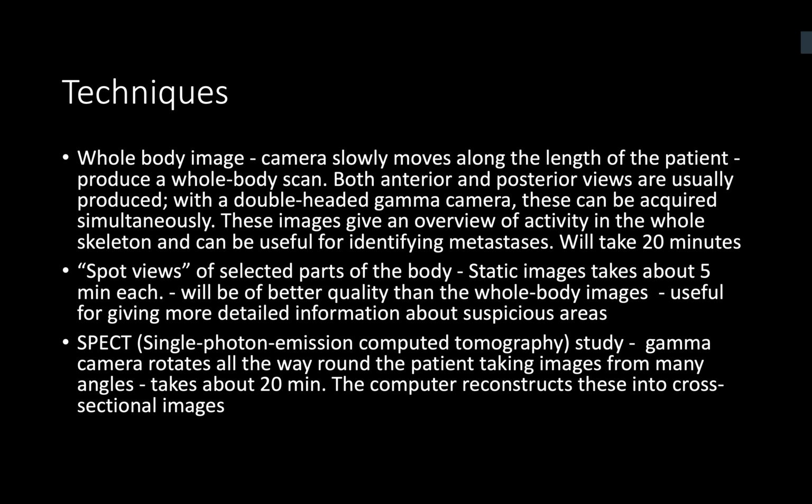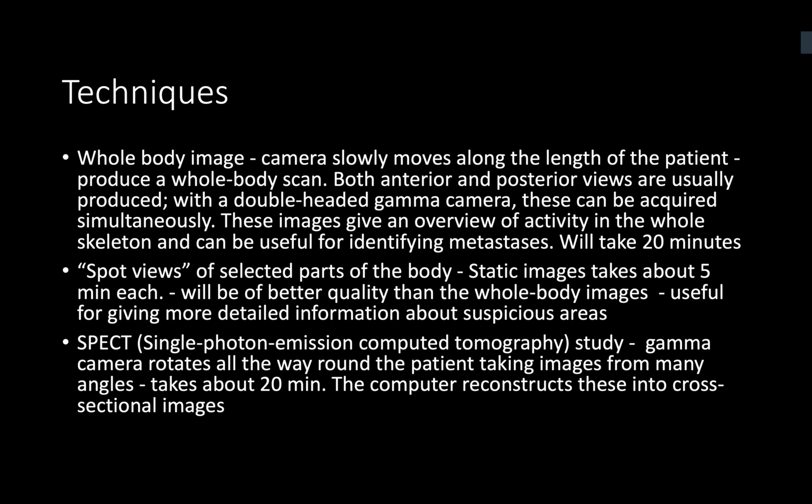So we can get the bone scan images incorporated into a CT picture, so we will get a better resolution and better anatomic orientation. The whole body image is when the camera moves along the length of the patient. Previously, you had to use 2 cameras for the anterior and then go to the posterior. But nowadays, there are dual-headed gamma cameras available, so you can get the anterior and posterior simultaneously. It will take almost 20 minutes to take that image.